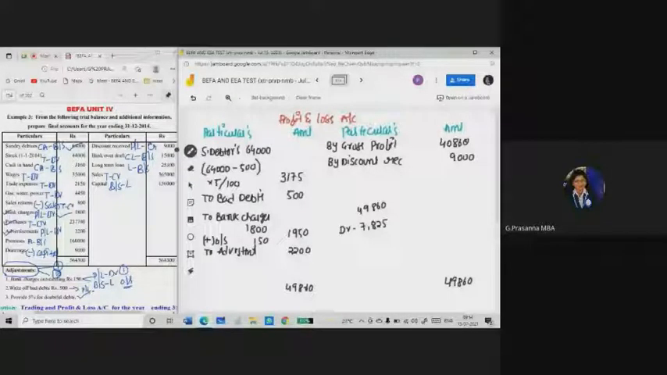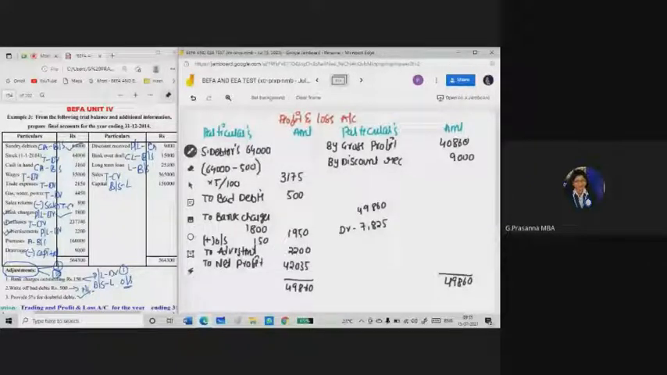Okay, now 49,860 minus 7,825. So here you are getting 42,035 rupees. So this 42,035 rupees is the balancing figure. It means you got net profit. Okay, net profit is 42,035 rupees. Suppose if you are getting the balancing figure on the profit and loss account debit side, it means you got net profit. Suppose if you are getting the balancing figure here, it means you got net loss.